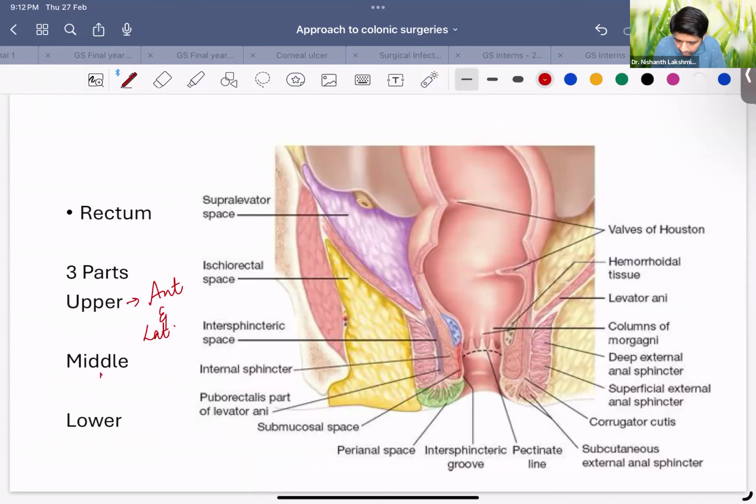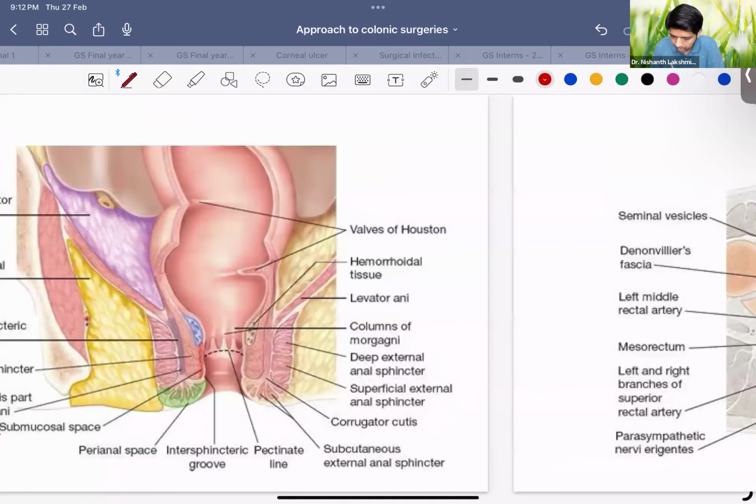Anteriorly and laterally. Middle, it is only covered laterally. Okay. Lower is completely extraperitoneal. Now, this becomes important when we talk about the various levels of rectal resections. I will be talking about anterior resection, low anterior, and ultra low anterior. So that is where this upper, middle, and lower will come into picture.